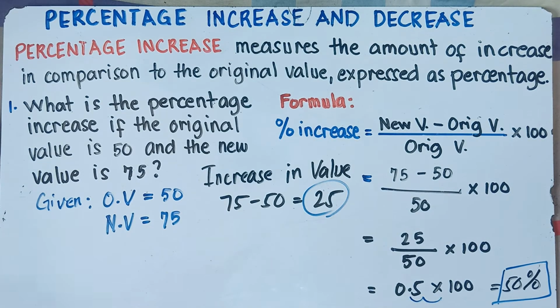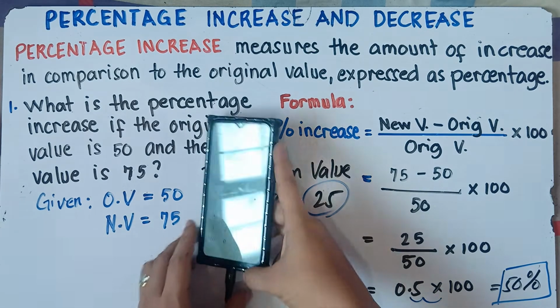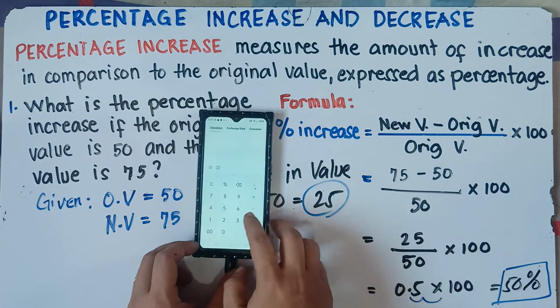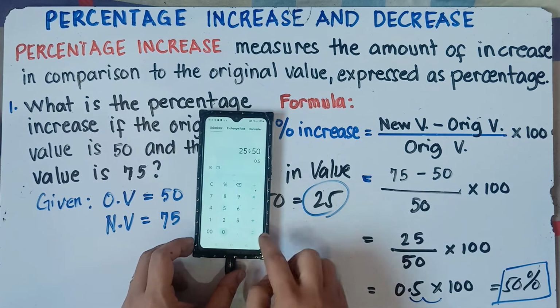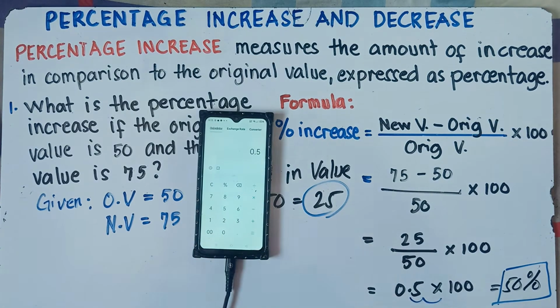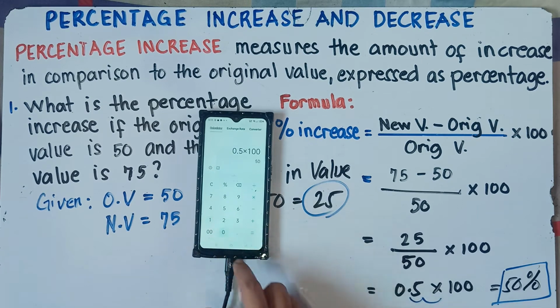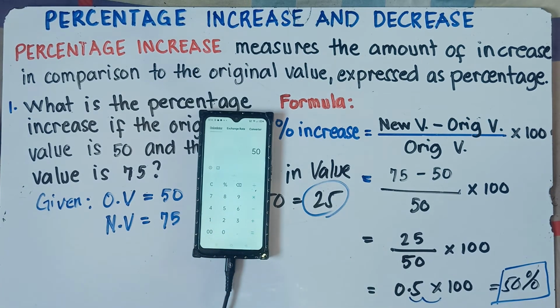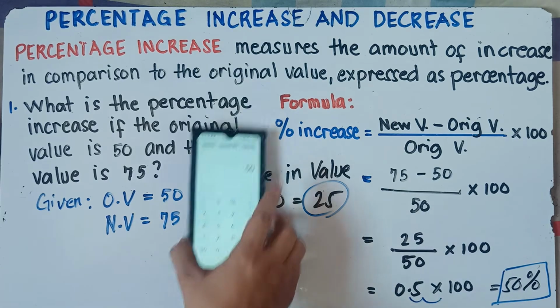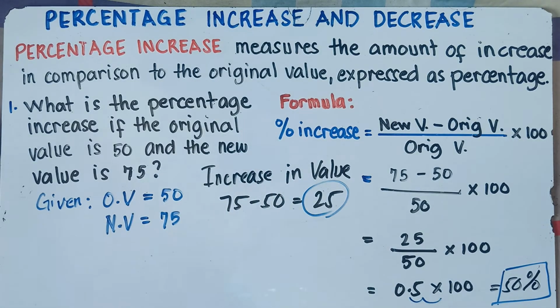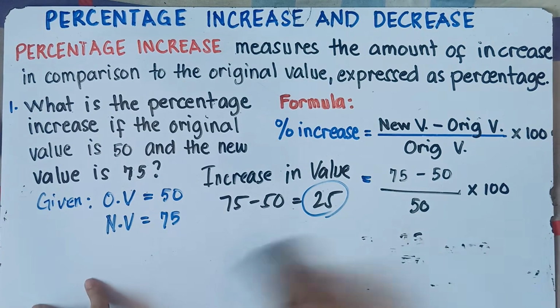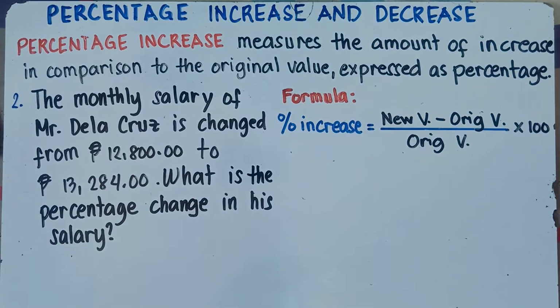Now just in case you have your calculator, we can use our calculator. So let me just use my cell phone here. This will be 25 divided by 50. Of course, that will be 0.5. Then you multiply it by 100. You will get 50, and then you put percent. That will be 50%. That's it. All set for number 1. So let's have another example for percentage increase. Last example.